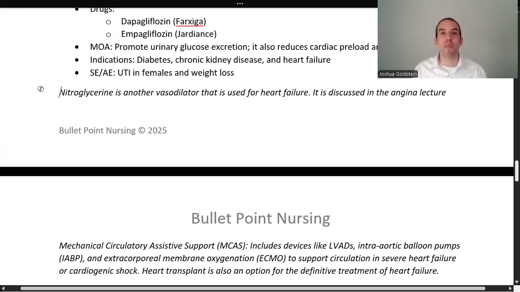Nitroglycerin is another vasodilator. It can be used for acute heart failure, and that's discussed in depth in the angina lecture. However, it's really not used a whole lot for heart failure other than in the hospital setting. Next, I want to talk about a few other things that may show up on pharmacology exams, even though these are not pharmacology. MCAS, mechanical circulatory assist devices, are things like an LVAD, which is a left ventricular assist device, or a balloon pump, which is an intra-aortic balloon pump, or ECMO, which is extracorporeal membrane oxygenation. All of these work to help patients that have some aspect or another of heart failure.